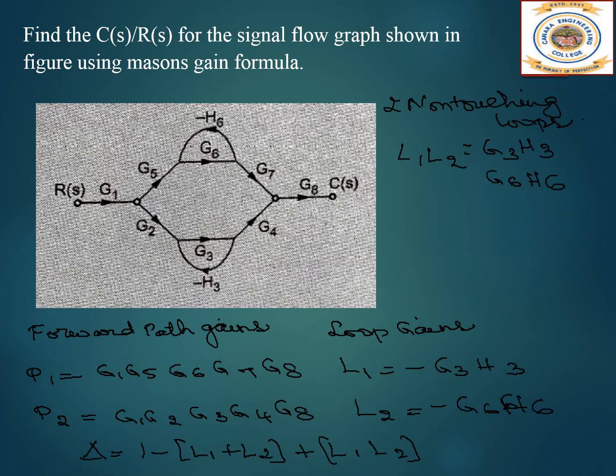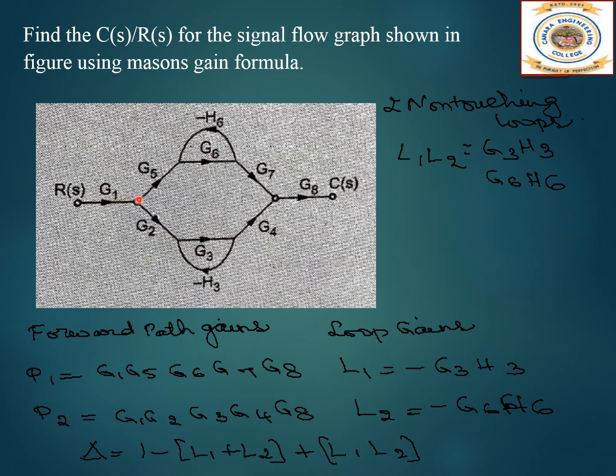What is delta 1? Delta 1 is the value of delta in which only the loops not touching the forward path P1 remain. Considering the first forward path, G1, G5, G6, G7, G8, the loop minus G3 H3 does not have any node in common with it, so L1 remains for this forward path. So delta 1 will be 1 minus L1. L1 L2 is not possible because L2 is touching.